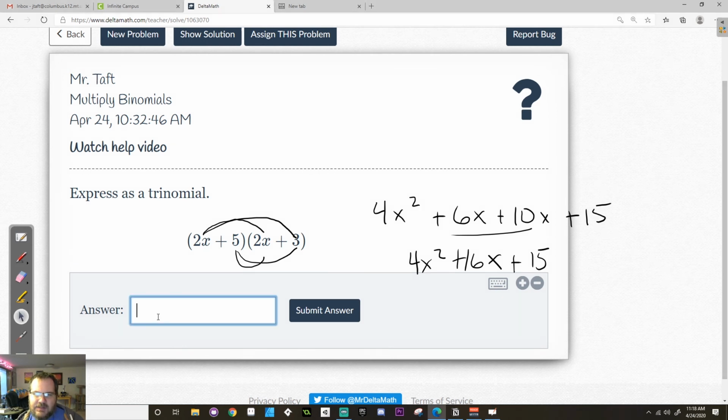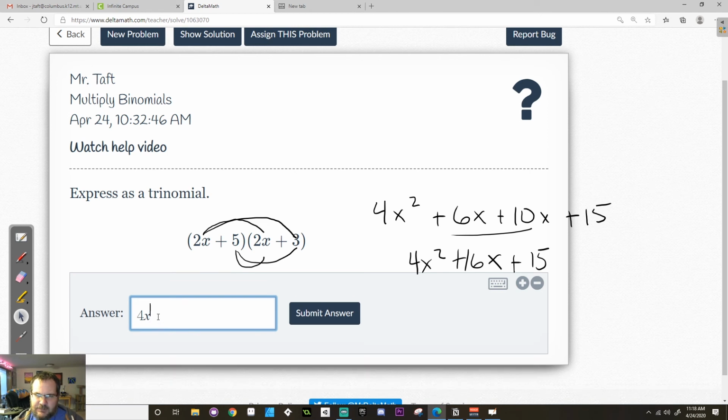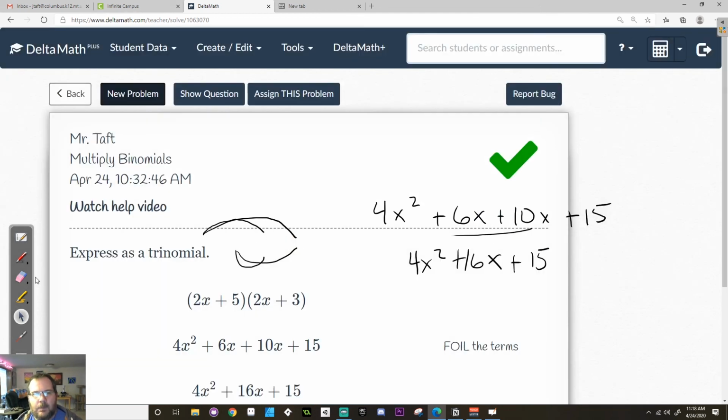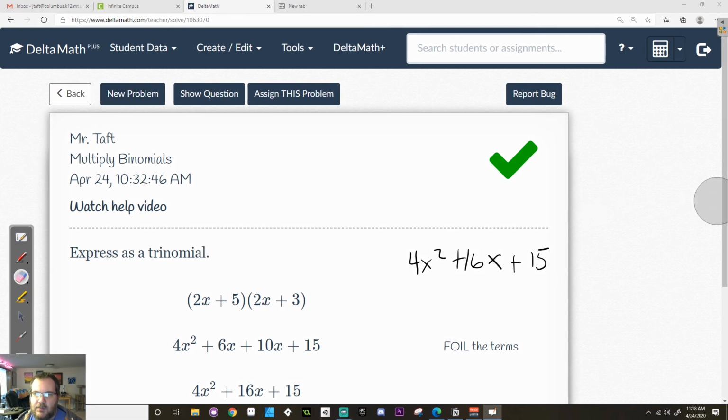So if I enter this in, I can enter it in as 4x, and then if I hold down Shift and press 6, you can see it goes into the exponent. I'm going to put a 2 there. You can see the cursor is still in the exponent though. So if I use my arrow key to go to the right, it's going to bring it down, and then plus 16x, and then plus 15. And I'm going to submit this. Be funny if I was wrong, but pretty sure I'm not. There we go. All right, so that's the extra part that we're adding to what we've covered so far.